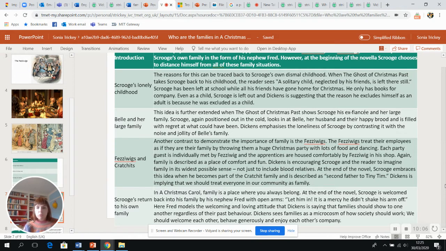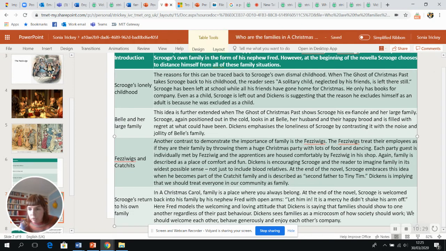Here, Fred models the welcoming and loving attitude that Dickens is saying that families should show to one another, regardless of their past behaviour. So we have another big theme coming in here, and it's the theme of forgiveness and acceptance. Dickens sees family as a microcosm of how society should work. We should welcome each other, behave generously, and enjoy each other's company.